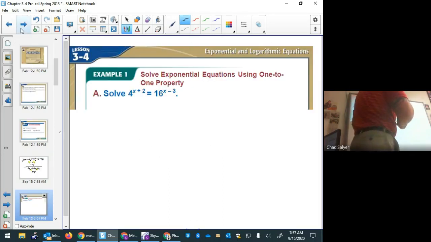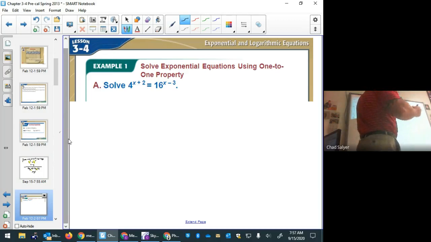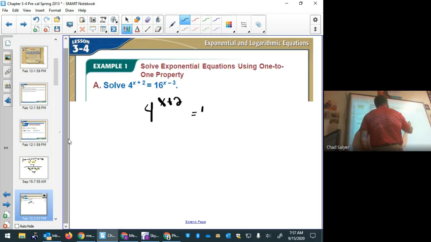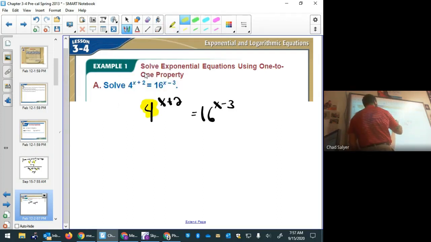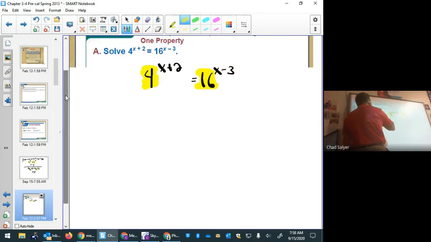So let's solve one. In order to solve it using the one-to-one property, I need to rewrite something as the same base. So here I have 4 to the x plus 2 equal to 16 to the x minus 3. So if I look at these two bases, I need to think of a way to write one as a power of the other. And in this case, a pretty obvious solution presents itself.